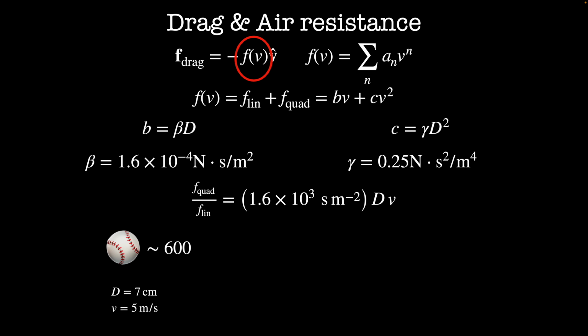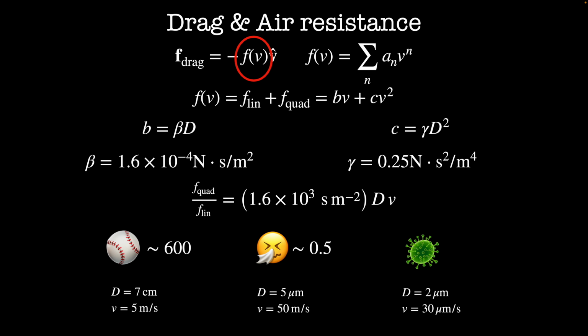Next, imagine I sneeze. A sneeze has droplets that are approximately 5 microns in diameter, and they travel pretty fast, about 50 meters per second. This has a quadratic to linear drag ratio of about 0.05. Since this ratio is of order 1, both quadratic and linear drag forces are important to the system.